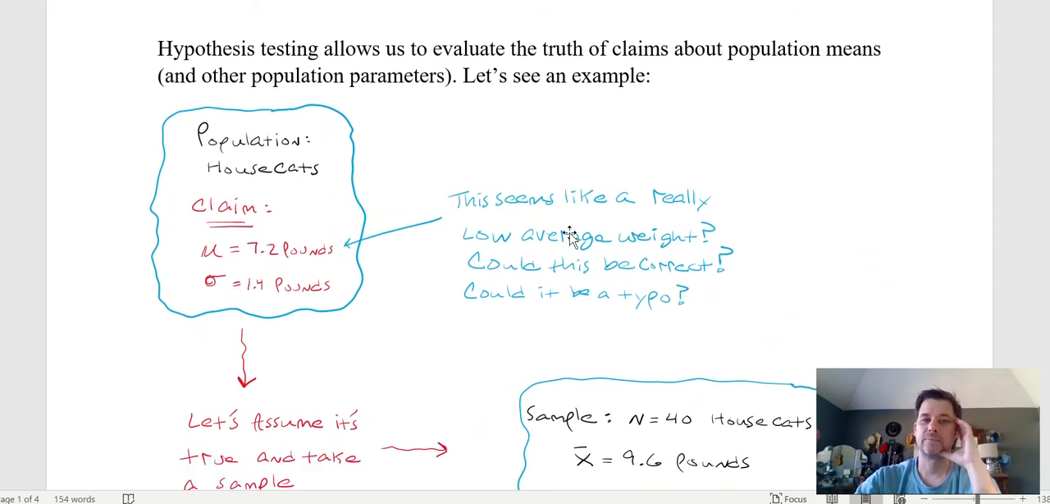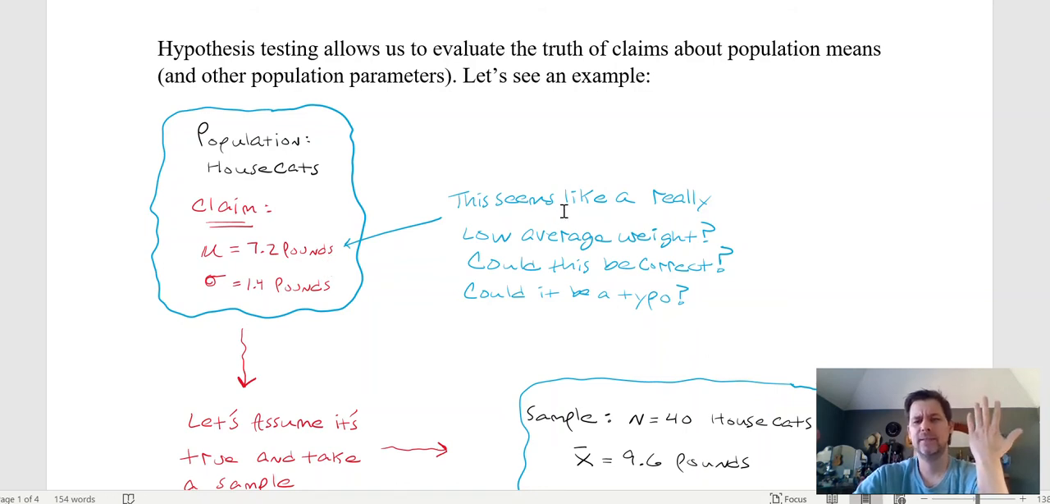Okay, so here's what hypothesis testing allows us to do. Let's say that some kind of claim is made about a population mean or something like that. So I always use the same example about the population of house cats. Say the claim is that the mean weight of a house cat, meaning the average weight of a house cat, is 7.2 pounds. Say somebody tells us that. We say we did a study, and for this whole population, this is the average weight of a house cat.